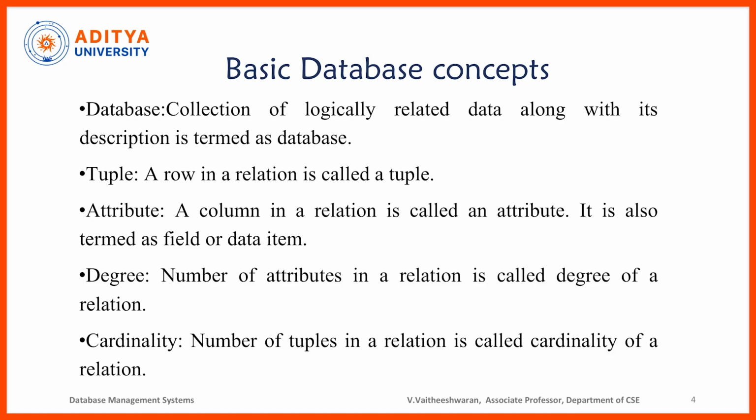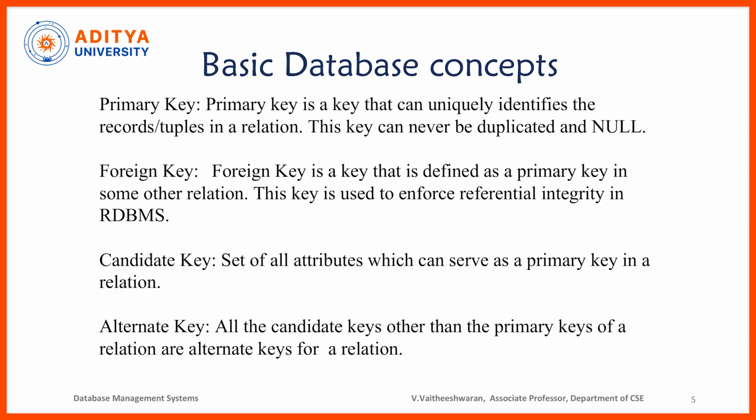Tuple. A row in a relation is called a tuple. Attribute. A column in a relation is called an attribute. It is also termed as field or data item. Degree. The number of attributes in a relation is called the degree of the relation. Cardinality. The number of tuples in a relation is called the cardinality of a relation.